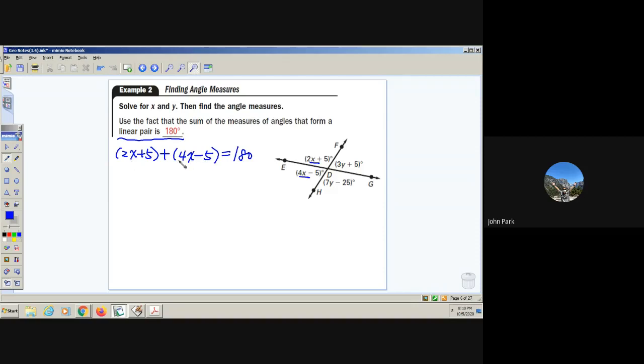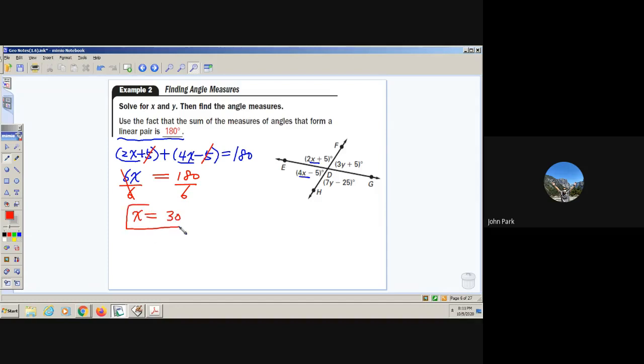Then you solve this for x by combining like terms. In this case, we can add the 2x and 4x because they're together on the same side of the equal sign. So 2x and 4x is 6x. Then with 5 and negative 5, 5 minus 5 is just 0, so they cancel each other out, and you don't even have to write it. On the other side, you just copy 180 degrees. Then you divide by 6 to cancel this out, and that's just x, which equals 30.